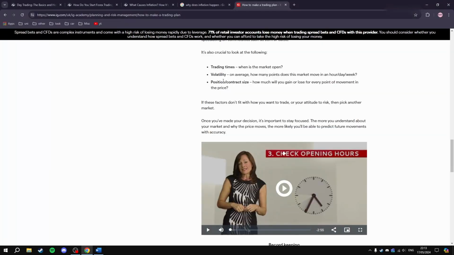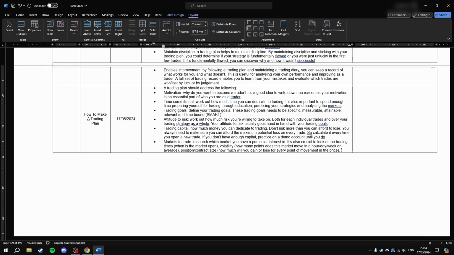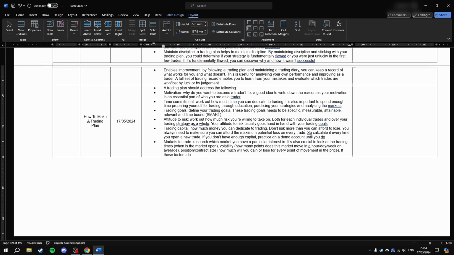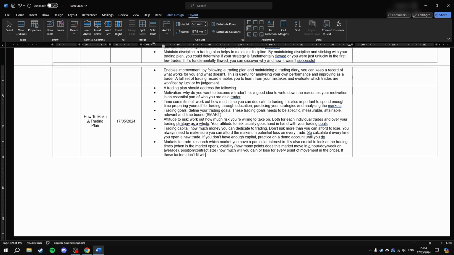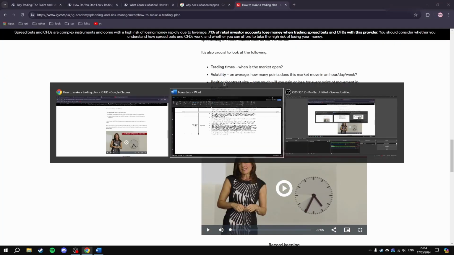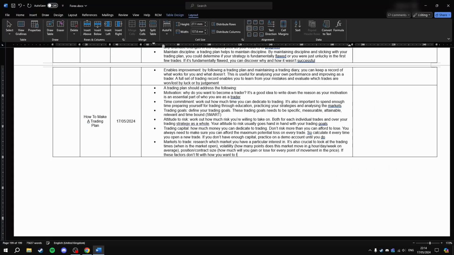If these factors don't fit in with how you want to trade or your attitude to risk, then pick another market.